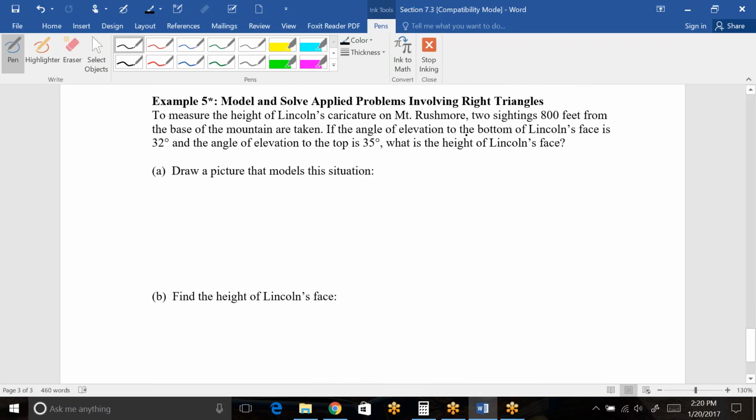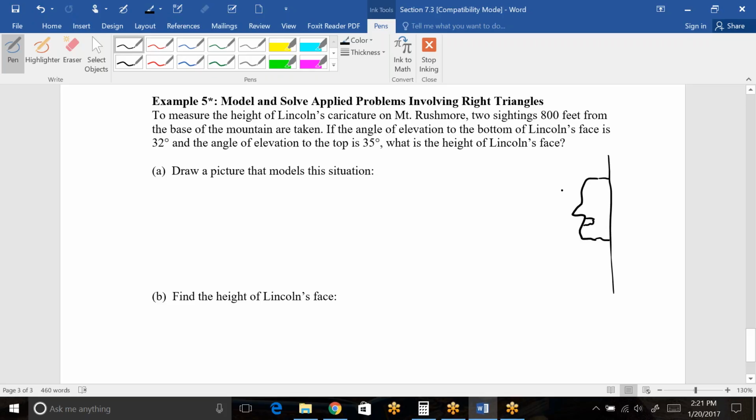Okay, so our final example says to measure the height of Lincoln's face on Mount Rushmore, two sightings 800 feet from the base of the mountain are taken. If the angle of elevation to the bottom of Lincoln's face is 32 and the angle of elevation to the top of his face is 35, what is the height of Lincoln's face? Okay, so I am not a good drawer of people. There's my Lincoln. Yay! So there's his face on the mountain.